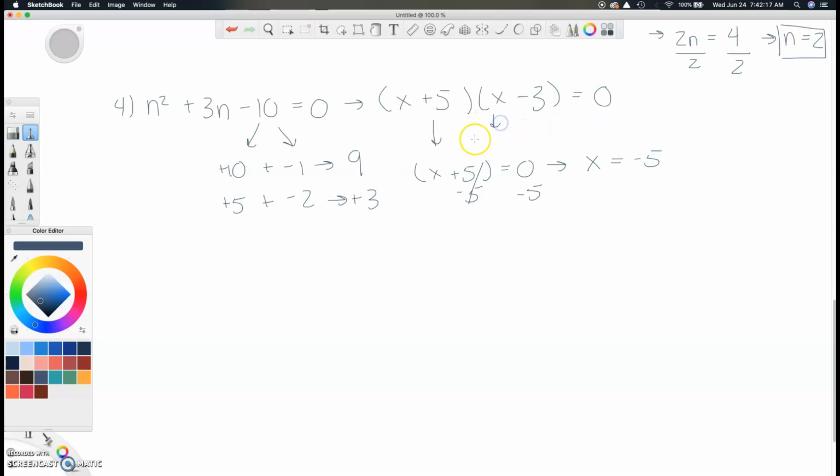Right here, you have x minus 3 equals 0. I'm going to take the 3, add it to this side, and that leaves me with x is equal to 3. So my two solutions here are x is equal to 3 and negative 5. All right, so in this one, the only difference between this one and the one we've done before was I had to factor it first, okay?